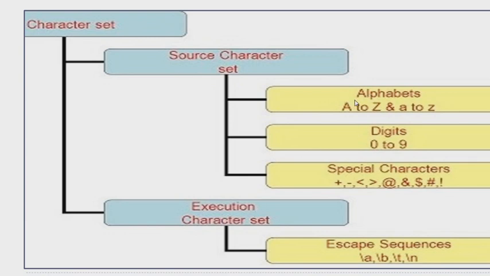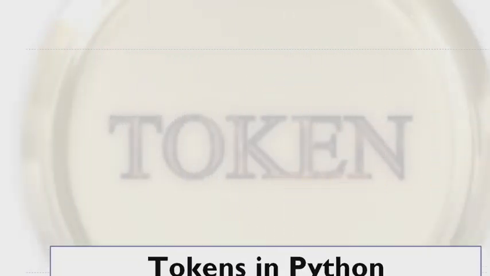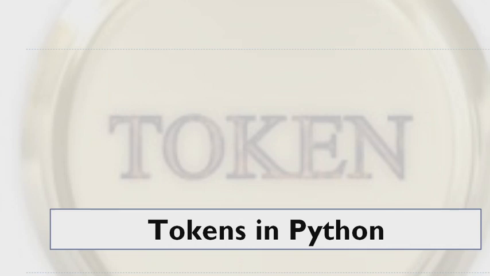Source character sets are the simple characters like capital and small alphabets, digits 0 to 9, and all the special characters available on our keyboard. In the case of execution character sets, these are used to represent some non-printable keys of the keyboard, like \n is used for the enter key and \t is used for the tab key, which we frequently use in our programming. Now let's see one more thing, that is tokens.